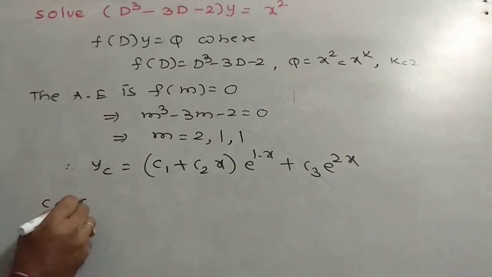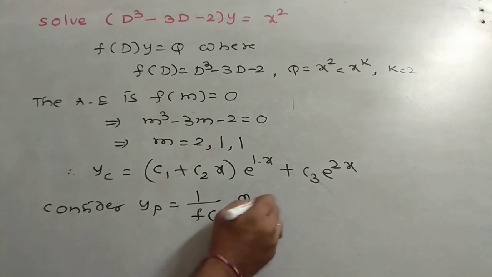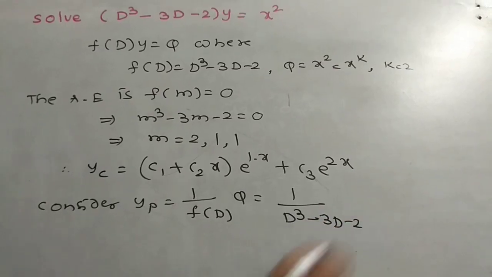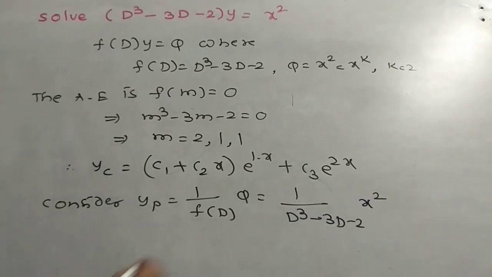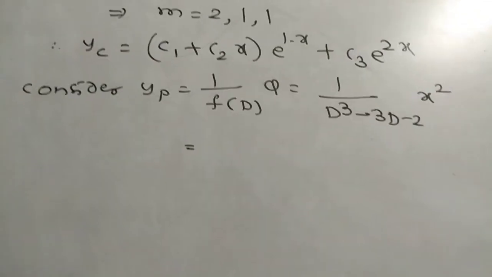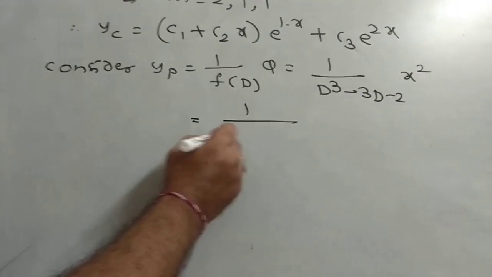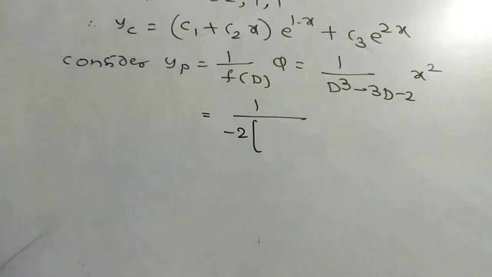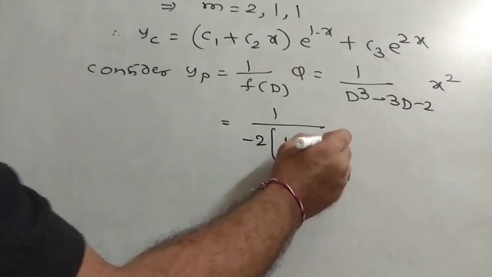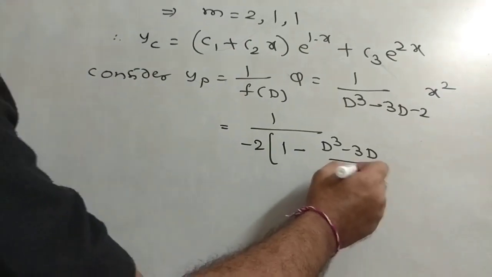Now after getting that, you are entering into yp. The procedure is 1 divided by f of D of Q. It is 1 divided by f of D, which means D cube minus 3D minus 2, and Q is only x square. Now I told you in the procedure that the denominator should be converted into 1 plus or 1 minus. In order to do that, I am taking the first constant term as common. So I am taking minus 2 as common. So what will be the answer now? Better I start with minus. So here you get D cube minus 3D divided by minus 2.